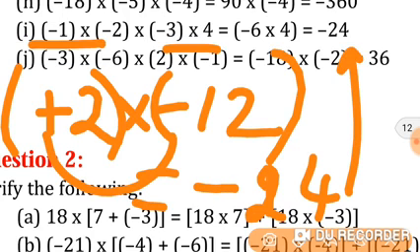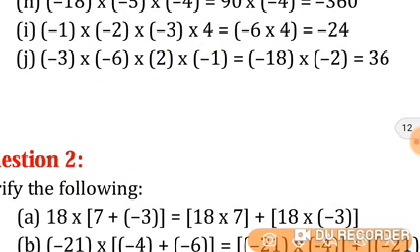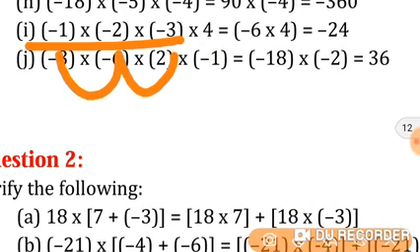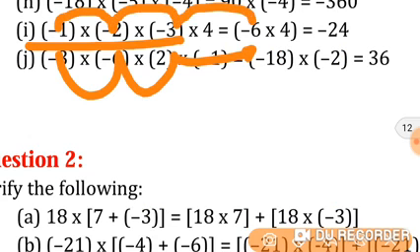Okay. Here, instead of pairing 2 2, they have done directly 3 pairs. 1 2s are 2, 2 3s are 6. So that 6 they have written. Minus into minus is plus, plus into minus is minus. That's why it is minus. Into 4 directly. 6 4s are 24. Minus into plus, minus 24.